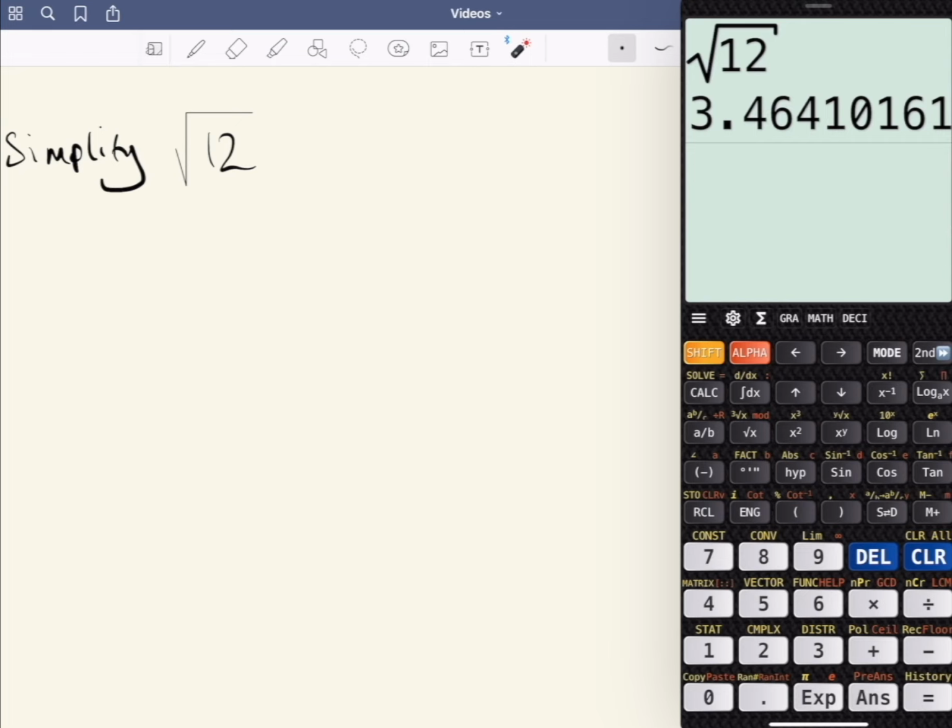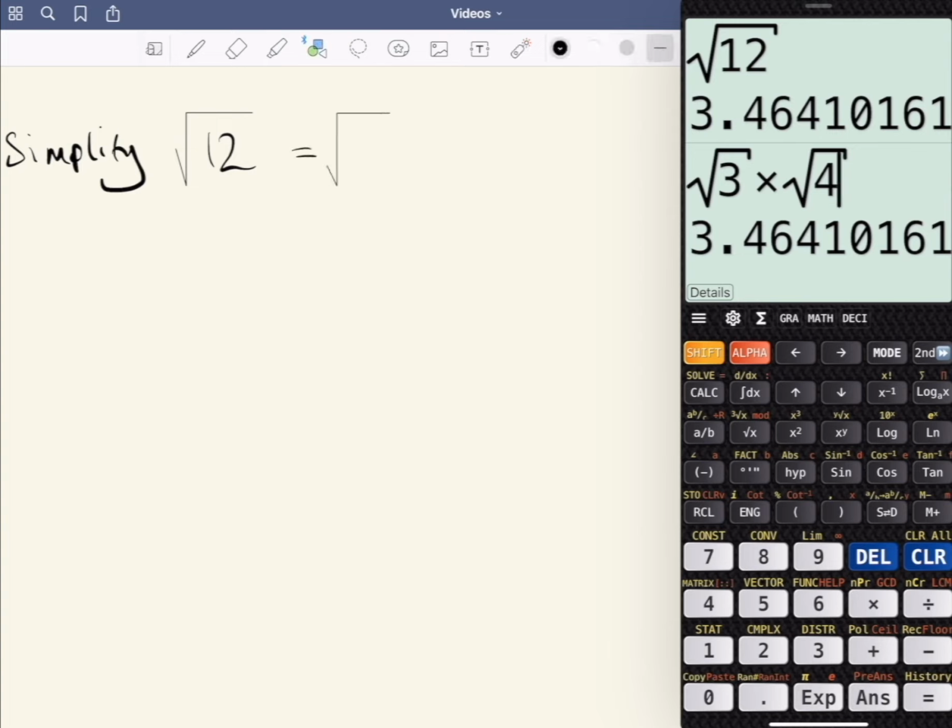Well, yes, we can, because if I go back to the calculator and I write in the square root of 3 times the square root of 4, can you see that I get exactly the same decimal answer as I got for square root 12? And all I've done is I've identified factors of 12 and broken up the square root into square root 3, one of the factors, times square root 4, the other of the factors. So these two things are exactly the same. Square root 12 is exactly the same as square root 3 times square root 4. And I might want to write that without the times sign in the middle. Square root 3, square root 4.